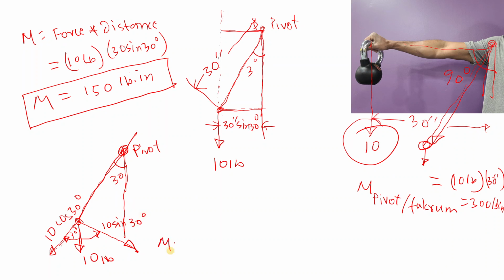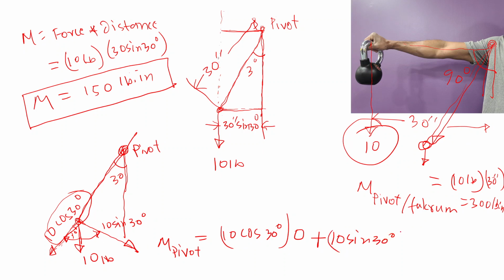Now, if you add the moments with respect to the pivot point, in this case the shoulder joint, that's going to be the forces times distance. The one passing through the fulcrum will not produce any moment because the distance is 0. It is passing through the same pivot point, so there is no moment for that. Plus, we have this 10 sine 30 degrees times the distance 30 inches. This is the perpendicular shortest distance, the length of my arm. If you do all of this, it's going to be 150 pound inches.